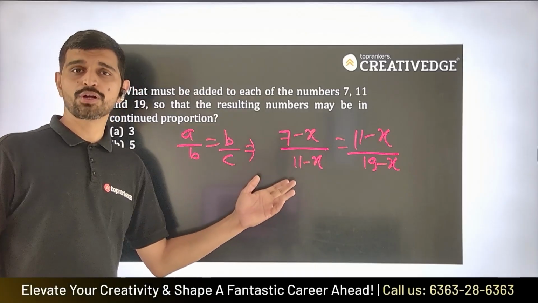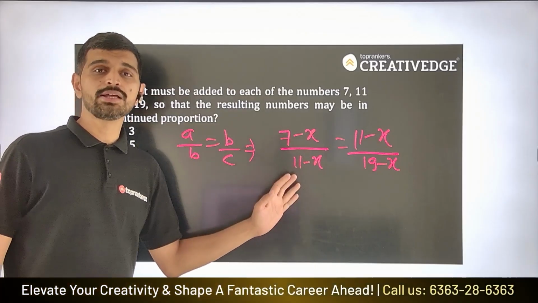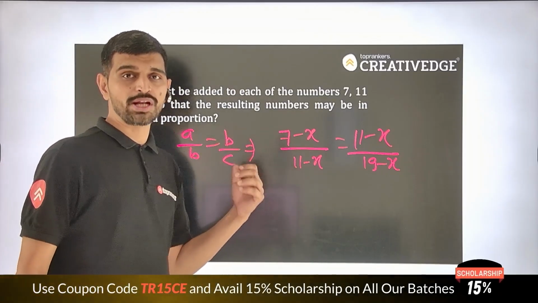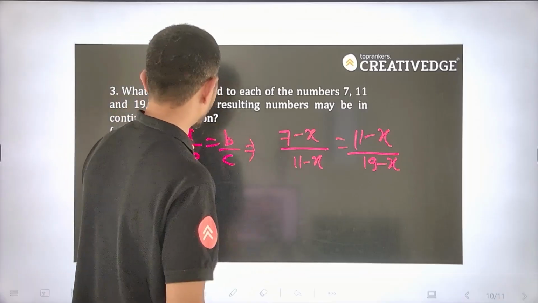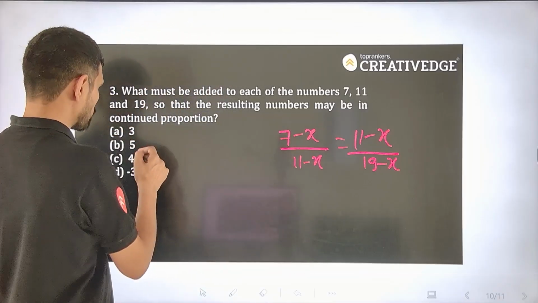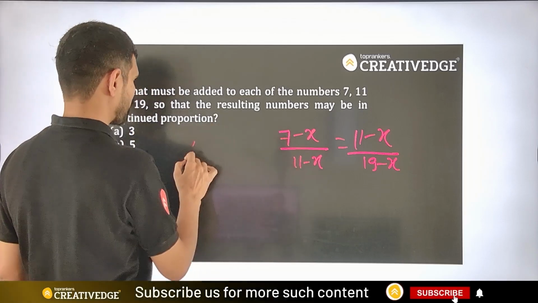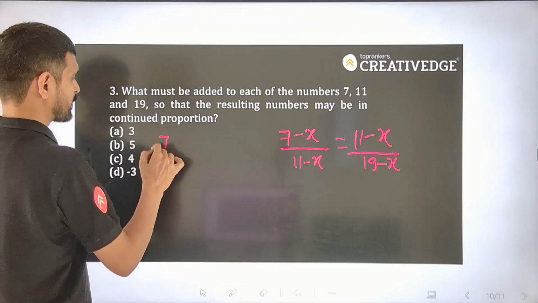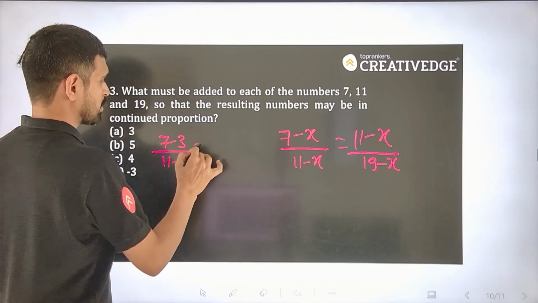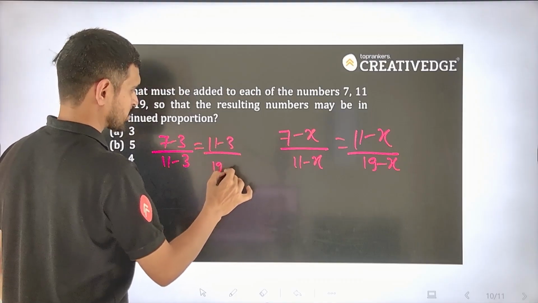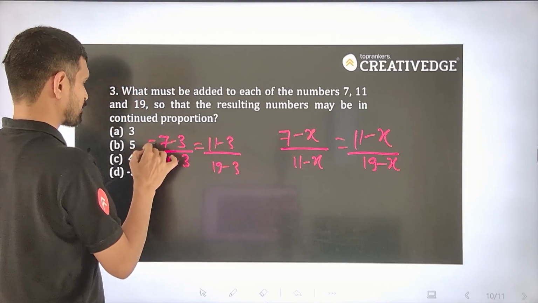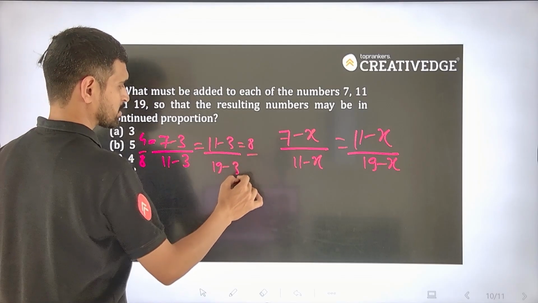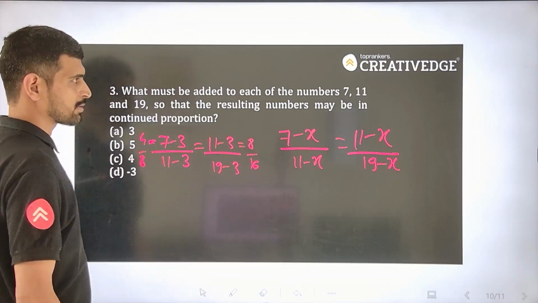And when you cross multiply and solve for the value of x, then only you'll be able to find out the answer. Rather, I have suggested use options to arrive at the answers quickly, right? So let's apply that here. I'll be using the options. 7 minus 3 is 4. I'm trying with this. So 7 minus 3 upon 11 minus 3 is equal to 11 minus 3 upon 19 minus 3. So are they equal? 7 minus 3 is 4. 11 minus 3 is 8. 11 minus 3 is 8. 19 minus 3 is 16. Right?